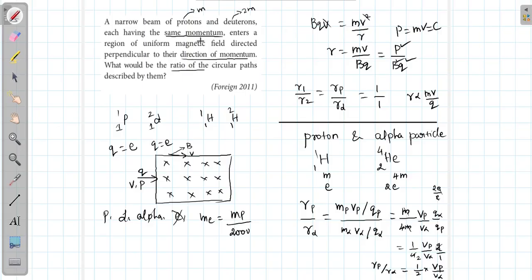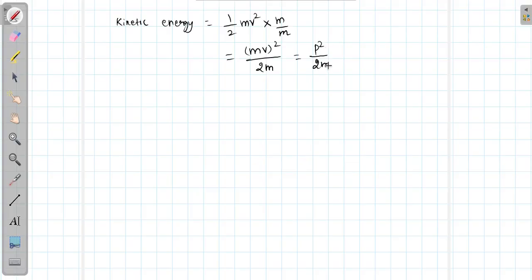Also, they sometimes ask: if they give the same kinetic energy, what approach should we take? Instead of giving momentum or velocity, sometimes they give kinetic energy. Kinetic energy is equal to half mv square. So you just multiply and divide by m, and you get mv whole square divided by 2m, which is p square by 2m. So kinetic energy is equal to p square by 2m. Therefore, p equals root of 2Km.